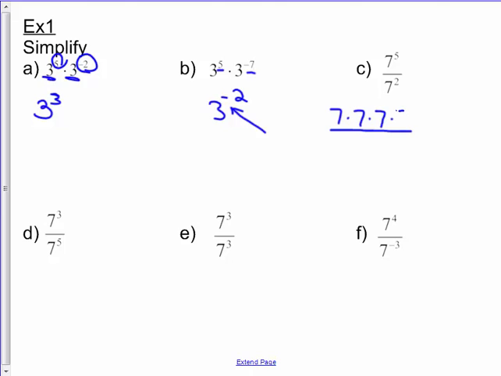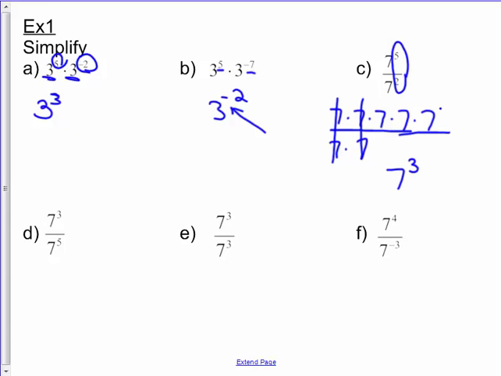In C, now, if I expanded these, I get 7 to the 5th, which is 7, 7, 7, 7, 7. 7 to the 2nd is 7 and 7. So what I can do is cross these out. When I'm multiplying, I have the same thing on the top and bottom, I can cross them out, and I get 7 to the 3rd.